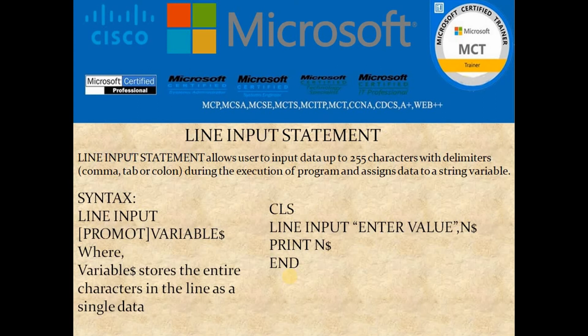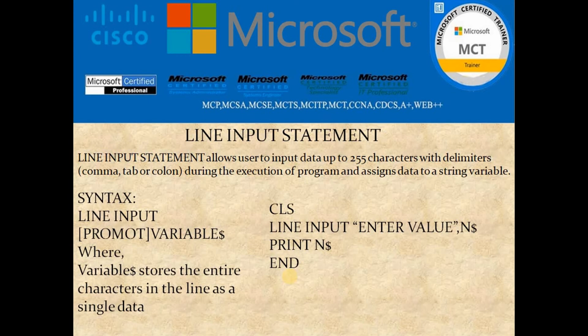So that's why if I use the line input, no matter how many words you supply, all of those words will get stored in a single variable, which is not possible by simply using input $. Okay, now during the execution of the program it assigns the data to a string variable. So using a single variable, it will help you to store multiple words. Actually, it might even be in the form of a sentence sometimes.